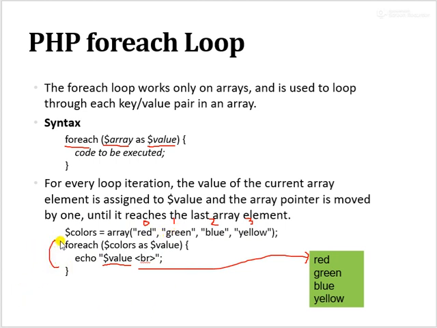During the next iteration, it will point to index 1, where the key is 1 and the value is green, so green will display, and then blue and then yellow, until it reaches the last array element. So it works like this.